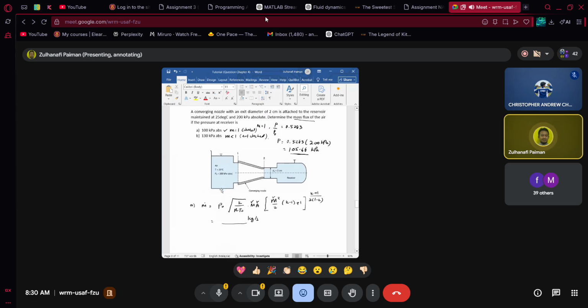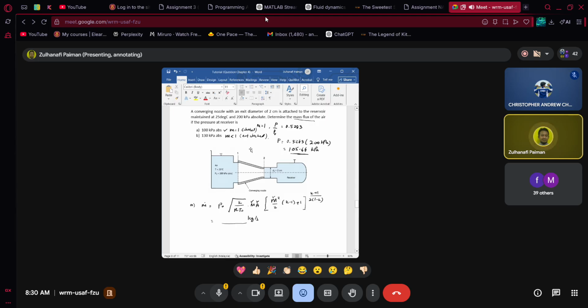So for case number 2, we know that the flow is not choked because the pressure at the receiver is greater than 105. It means that the pressure ratio here is less than 0.5283, so the flow is not choked. It means that it has not reached supersonic. It remains in subsonic. Mach number is less than 1.